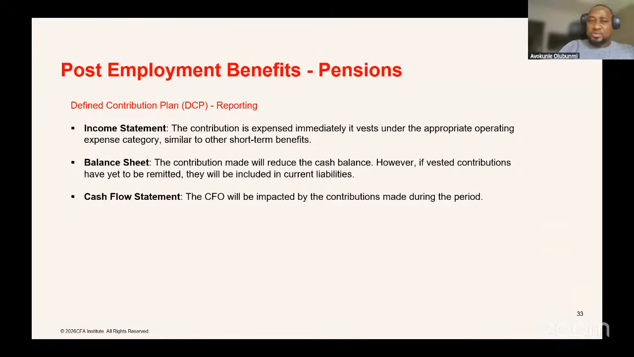So reporting for a defined contribution plan is very simple. For the employer, the only thing that you take into your income statement is the amount that is due and vests over that particular period, as share-based compensation. Then the balance sheet: the contribution made reduces the cash balance, of course. Then the cash flow: it's the amount that you've expensed that goes into your cash flow statements.